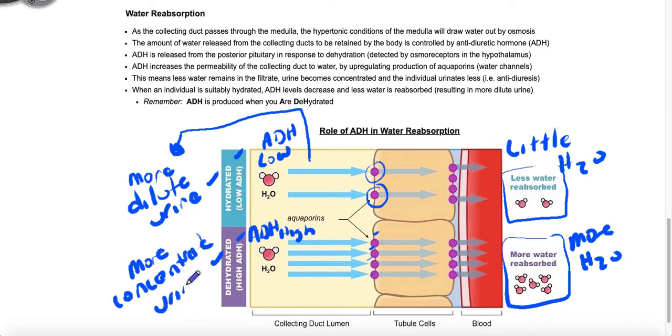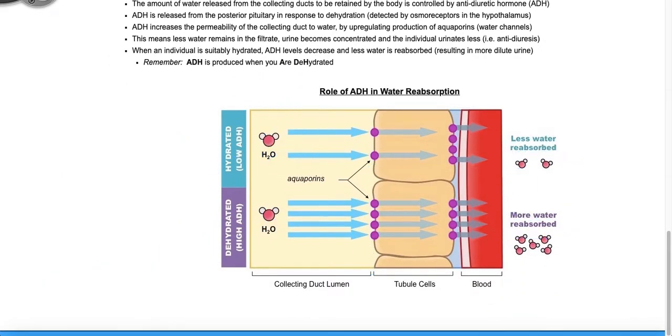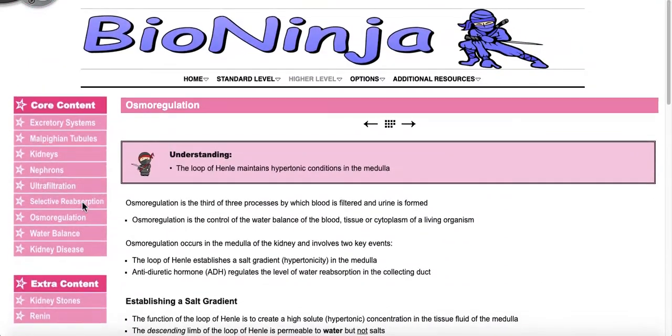So for a person who is dehydrated, since the urine is more concentrated, that urine is going to look darker because it has less water. A person who is normally hydrated, since the urine is more dilute, the urine is going to look lighter. Okay? So that is pretty much it for osmoregulation in 11.3.